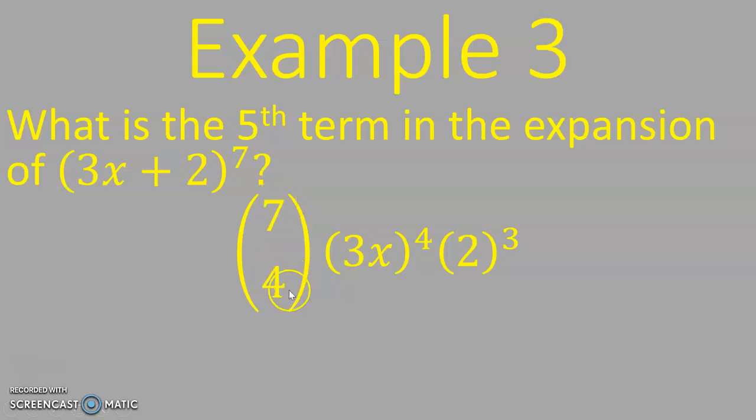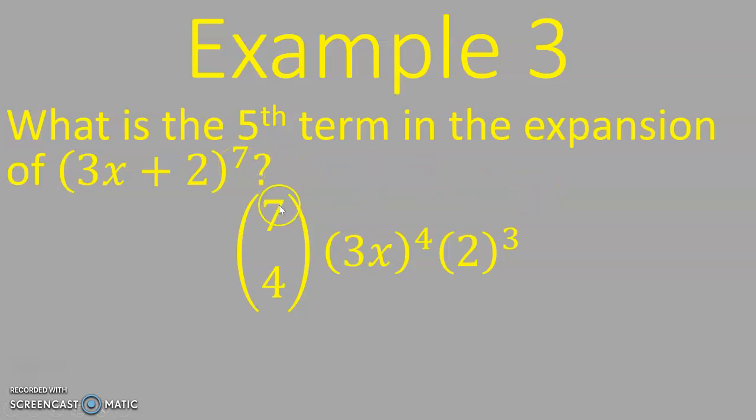So 7 nCr 4, that'll give you a number. And then you raise the first term to 1 less than what they're asking for. So this power here will always match this. And then 2 to the third, because if you remember, the degree of each term adds to the original exponent. So we need a 3 to add to the 4 to make the 7. Okay, so quite a bit going on there.